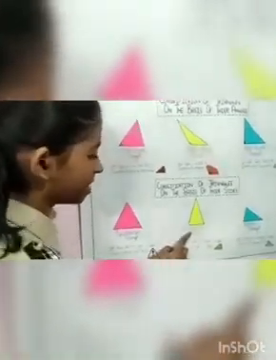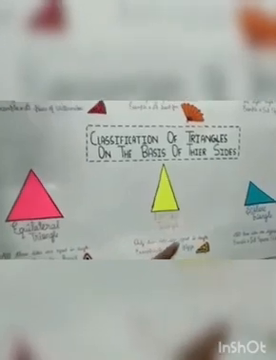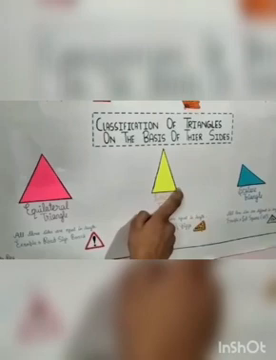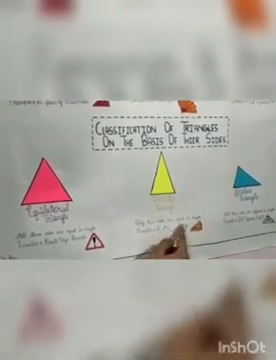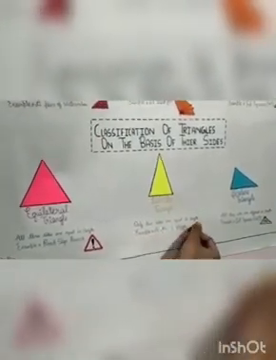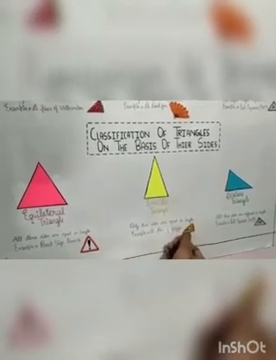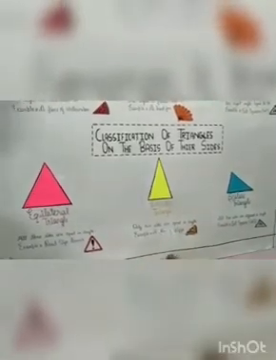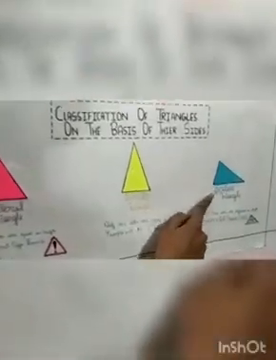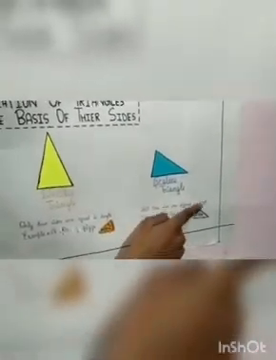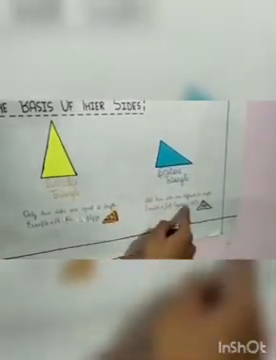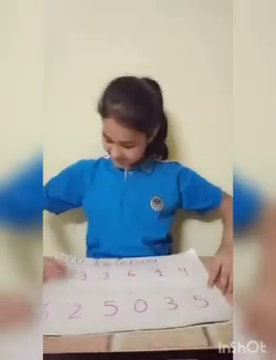Isosceles triangle. In isosceles triangle, only 2 sides are equal in their length and another side is different in the length. For example, a piece of pizza. This is a piece of pizza, and you can see these two sides are equal and this side is different in length. So this is the isosceles triangle. Scalene triangle. In scalene triangle, all three sides are different in their length. So, for example, a set square of 60 degrees.